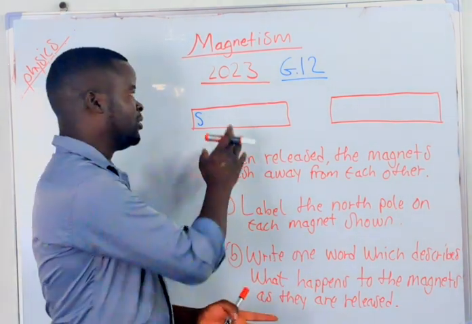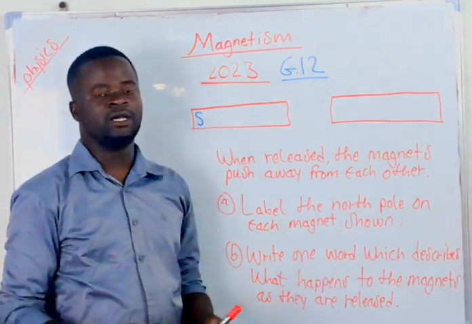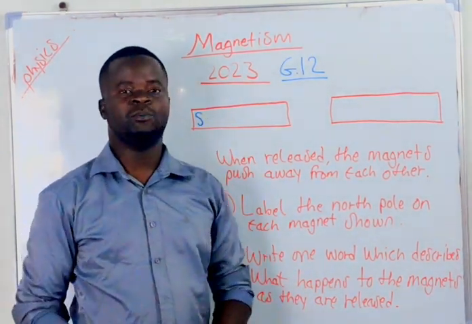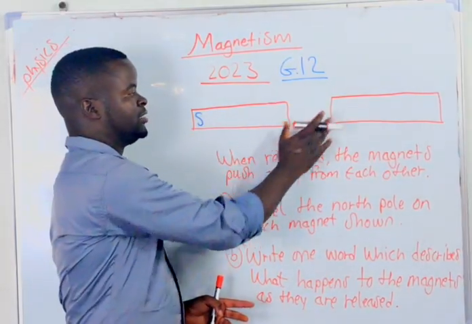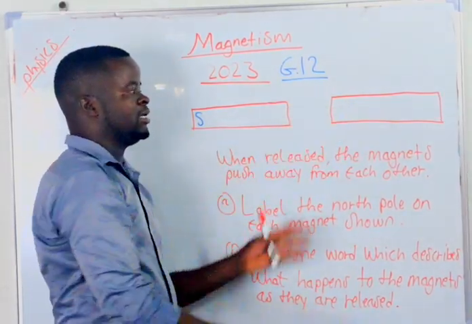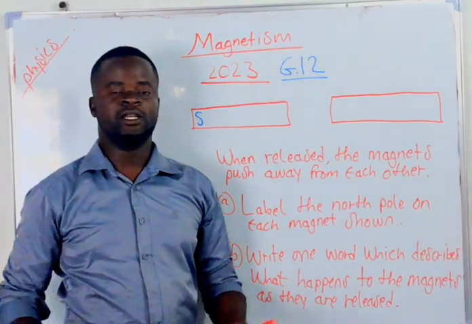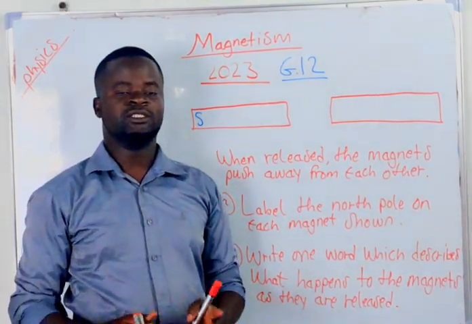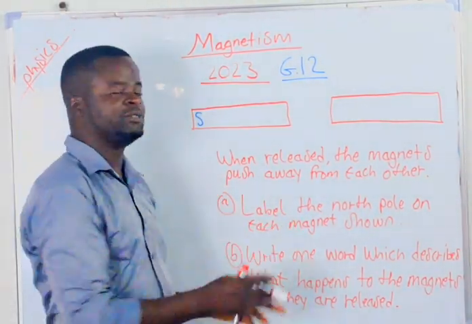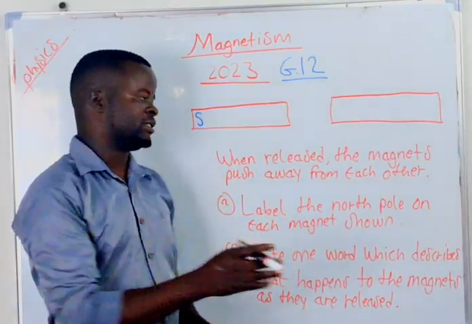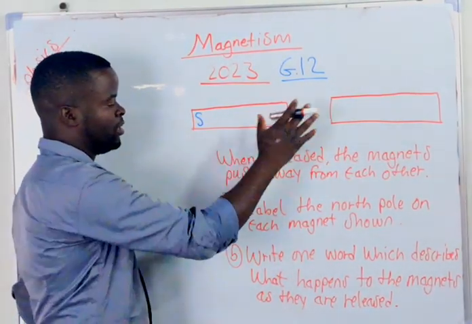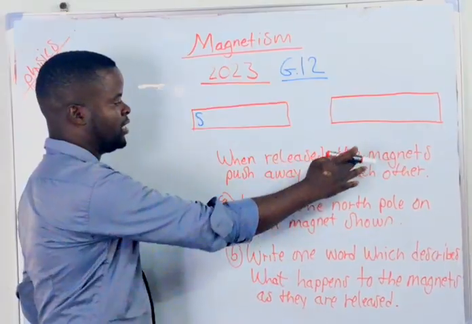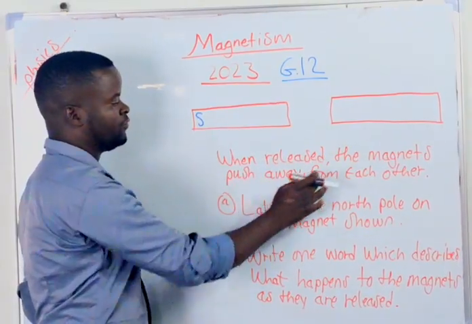On the board, one magnet has a specified pole, which is what? South pole. The other end of the magnet has no pole. The other bar magnet has no pole. So we need to indicate it after understanding the statement, which is just down here. We are saying when the two bar magnets are released, the magnets push away from each other.